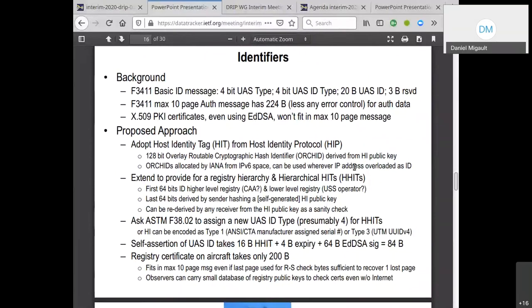There we go. Background on identifiers: the F3411 basic ID message gives us exactly that to work with. An F3411 authentication message, even if we were allowed to use all 10 pages of it, has exactly 224 bytes available, minus any error control. And in the US, the FAA has said you need to have error correction, which is not present in the ASTM standard. The most obvious way to do that would use 23 of those 224 bytes, leaving you with 201 bytes to work with, which obviously you're not going to fit an X.509 certificate in. And that's where we start moving into proposed solution space.